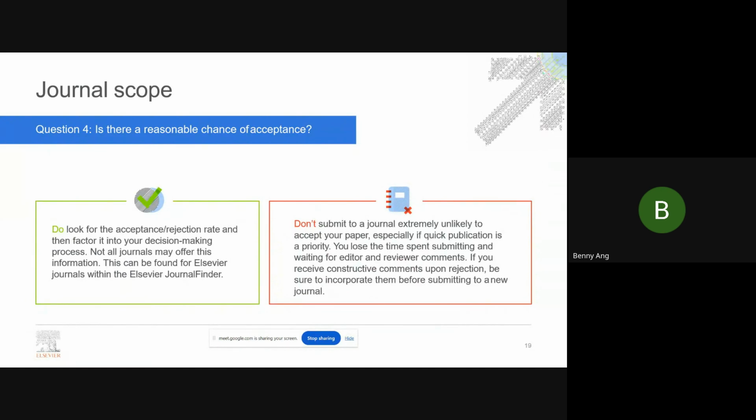So do look for the acceptance or rejection rate, then factor it into the decision-making process. Not all journals may offer this information, and for Elsevier journals it can be found within the Elsevier Journal Finder. It is also important for us to have some mental preparation.